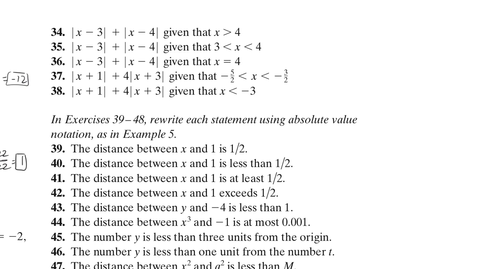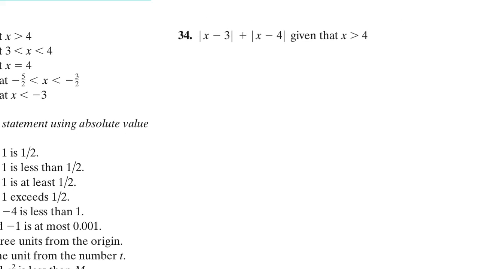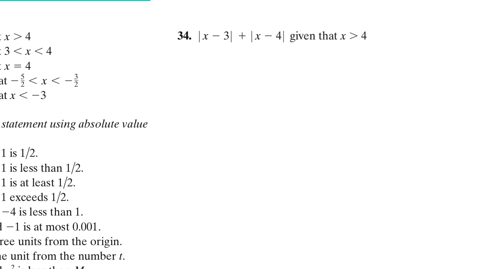Let's look at number 34. And I think what I'm going to do is chop this up and bring this over here so I have a little bit more room to think. And if x is greater than 4, strictly greater than 4, so I'll just call it 5, or maybe I don't have to. If it's greater than 4, then this is going to be positive, and this is also going to be positive.